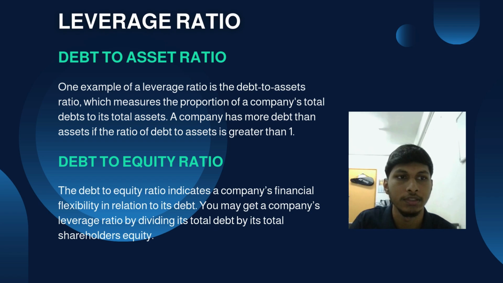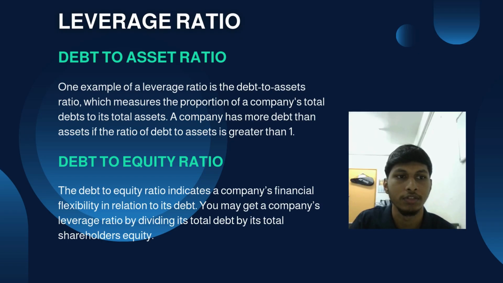The second one is the debt to equity ratio. The debt to equity ratio indicates a company's financial flexibility in relation to its debt. You may get a company's leverage ratio by dividing its total debt by its total shareholders' equity. Next, we move to the calculation.